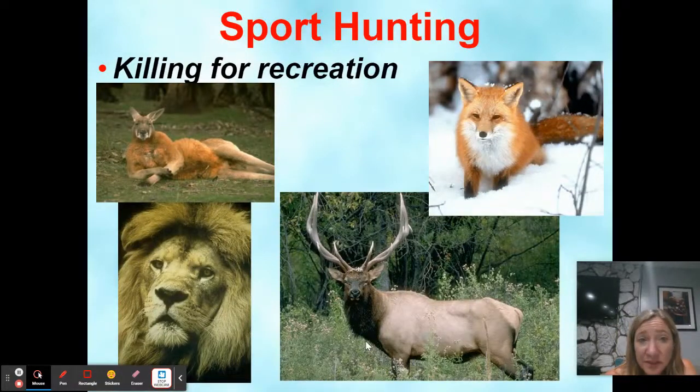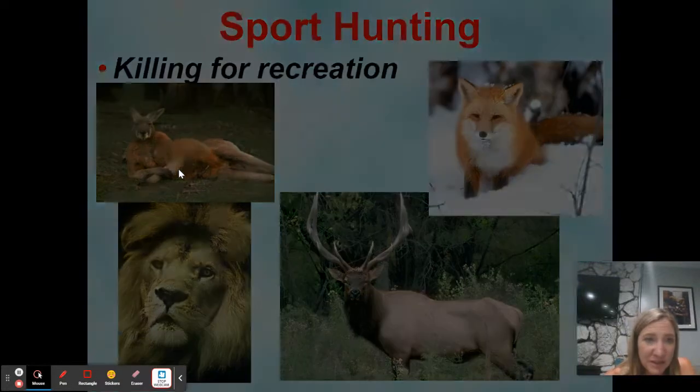There is sport hunting as well, so killing for recreation. Some of these are species that have low numbers, but some of them are not. In most areas where kangaroos are found, they're in abundance. And we'll talk about how sometimes it is necessary for humans to potentially interfere because of our relationship with these species already. I'll get to that on a later slide.